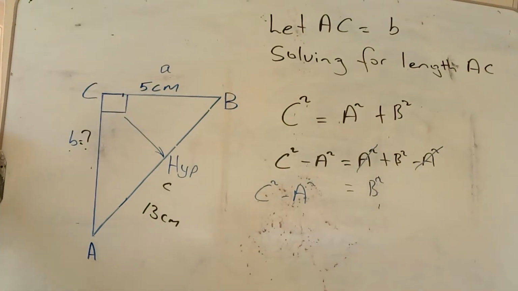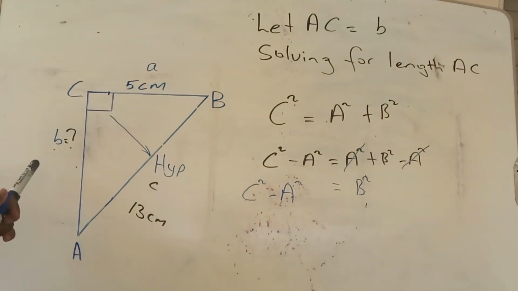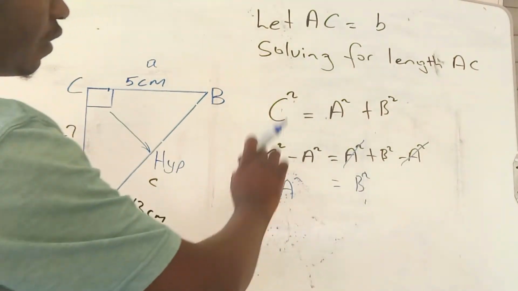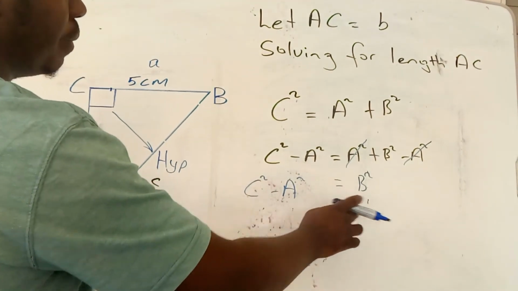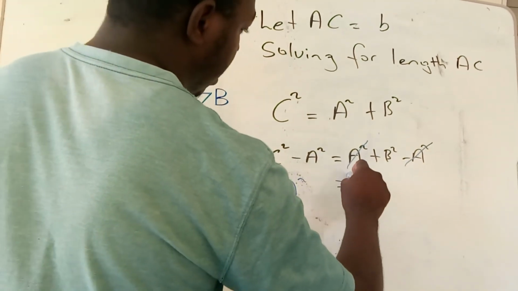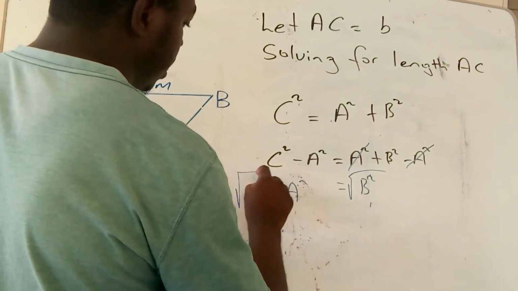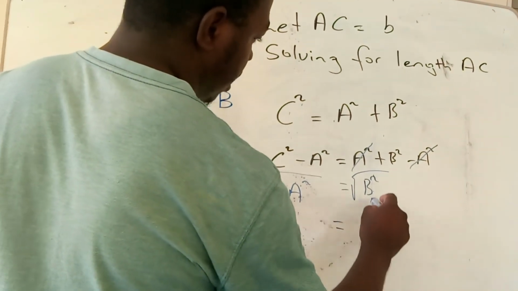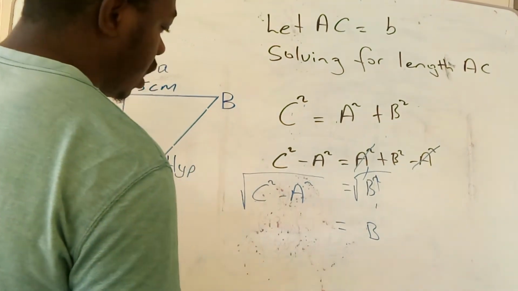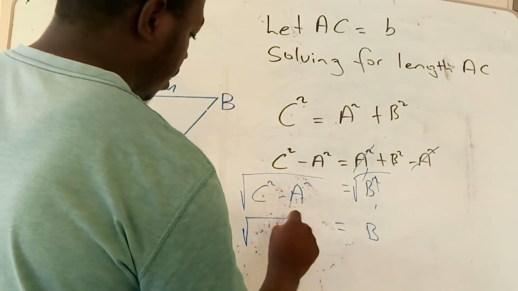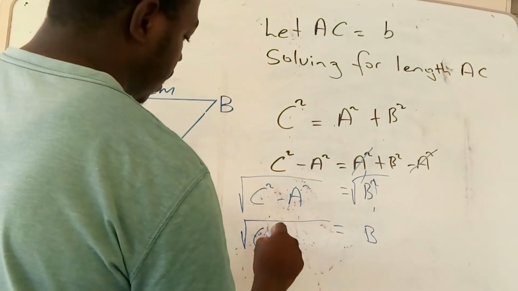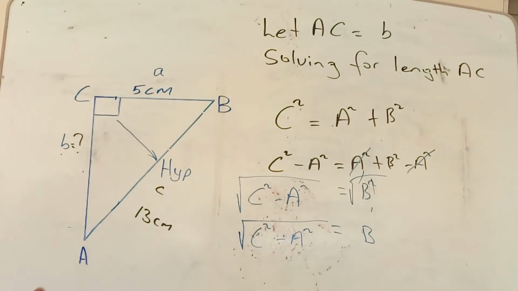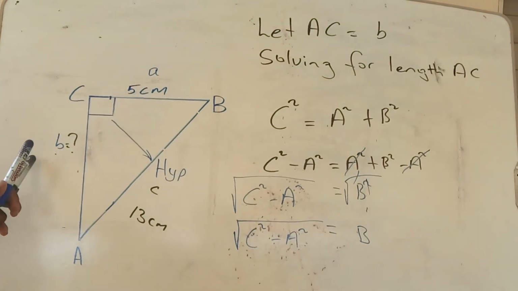Clear there? So, but what do we want to find? We want to find B. But this is B squared. But we can go further to manipulate this and get B by itself. So if we square root this side and we square root this side, we know that this would equal B, because the square root cancels out the 2. And all we're left with here is the square root of C squared minus A squared. Cool? Because that's what we want to find, which is B.